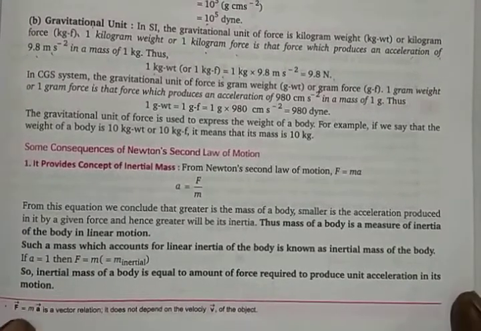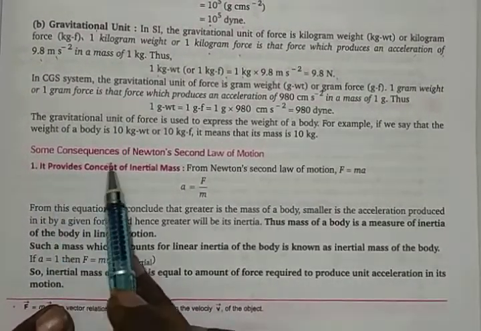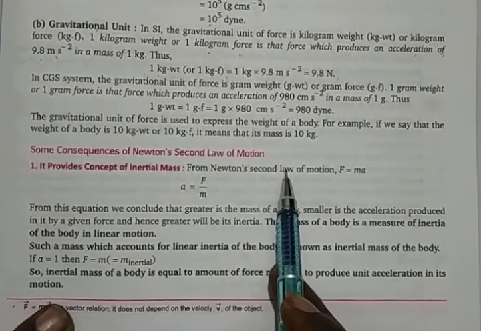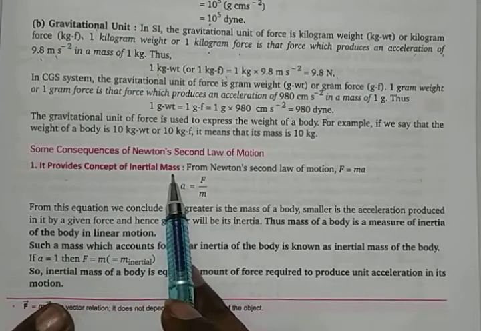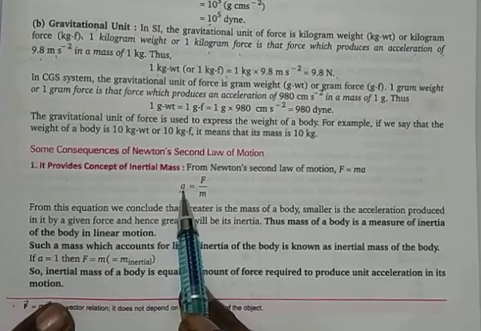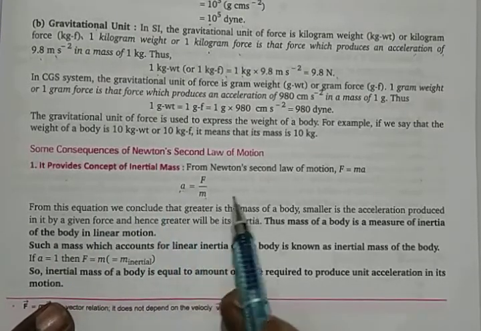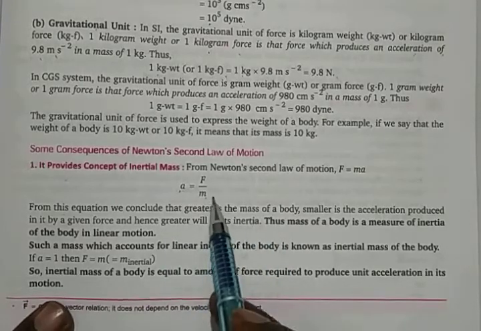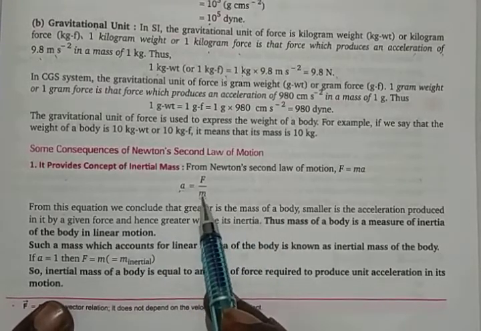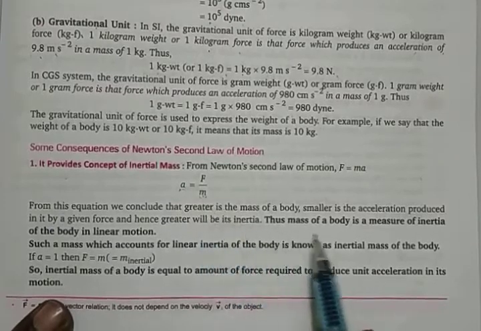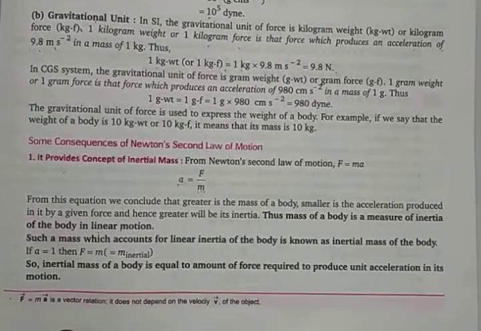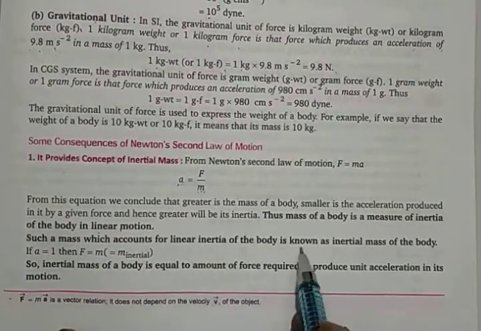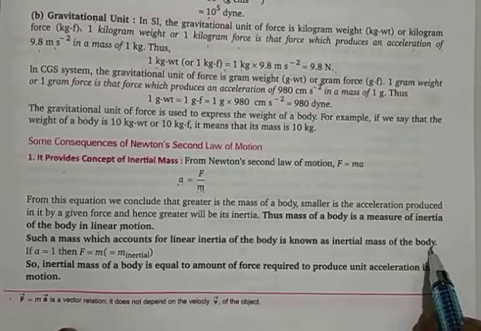So last, before we close, some consequences of the second law of motion. What are the consequences? So the first consequence is it provides a concept of inertial mass. If acceleration is not there, so what happens? The mass will be continuously at rest. So the mass is so important here. The mass of a body is a measure of the inertia of a body in a linear motion. Such a mass which accounts for linear inertia of a body is known as inertial mass of a body.